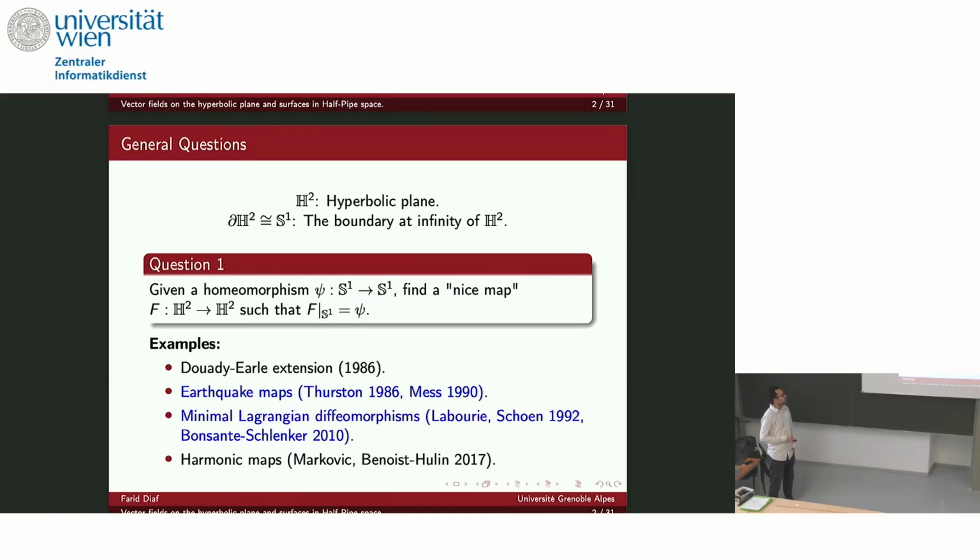Let me give you a list of what we could call a nice extension. For instance, we have a Douady-Earle extension. We have an earthquake map of Thurston. We have a minimal Lagrangian diffeomorphism, which was introduced at the same time by Labourie and Schoen. And then we have, for instance, harmonic maps, also a good class. Okay, so here I put in blue two classes of extension, for a reason that I will explain later.